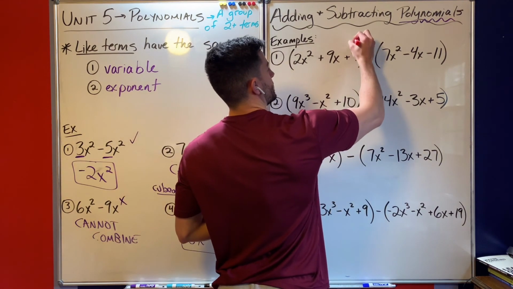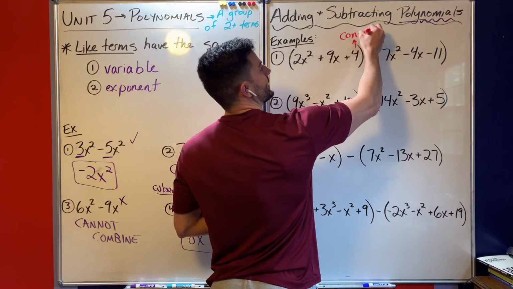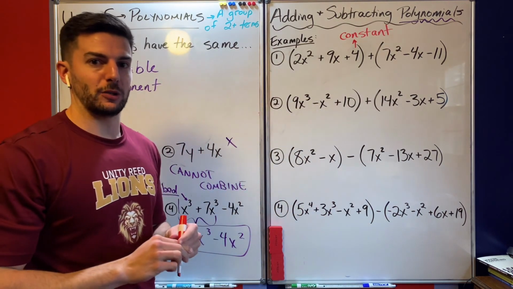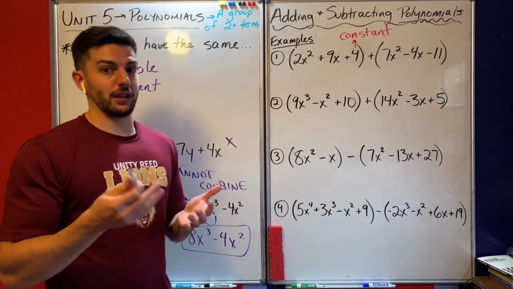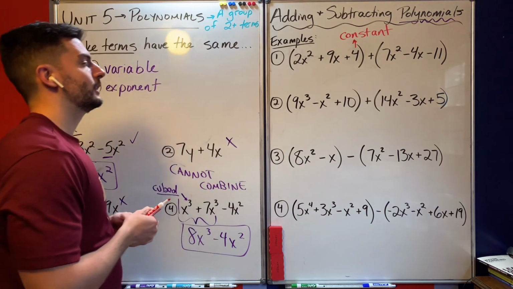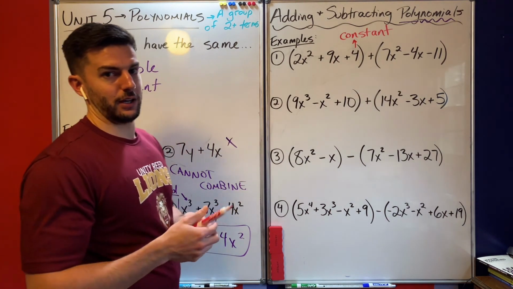So we would call this number without any variable at all to it, you're going to hear me call this a constant. It's kind of the opposite of a variable. Constant meaning it's a number that cannot change, whereas a variable is a number that can change. So that's what that number is without a variable.